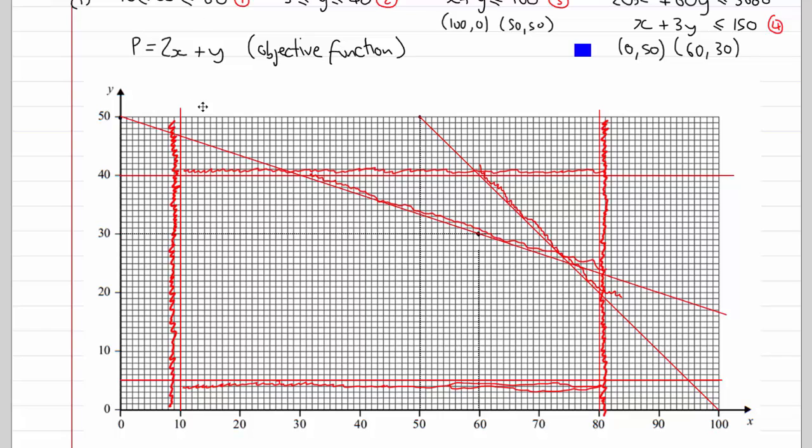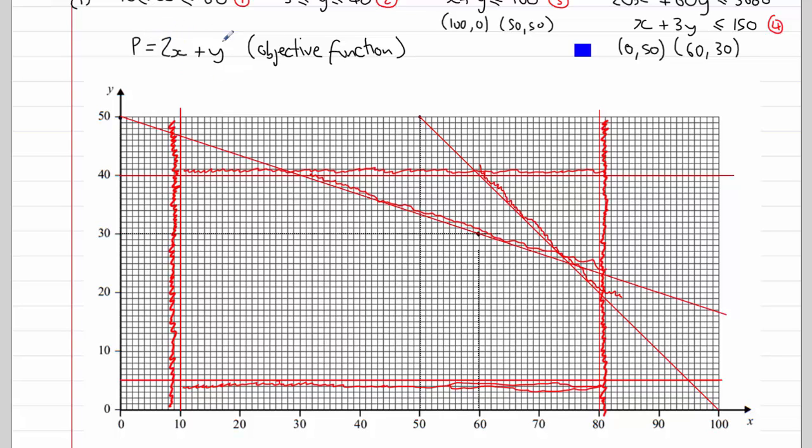So to draw the objective function, we've got p equals 2x plus y. All we need to do is pick a number for p and then draw that straight line. So there are any number of objective lines you could draw to get the marks, but it makes sense to choose one that's not really small in the corner and not really big so that it goes off the graph.